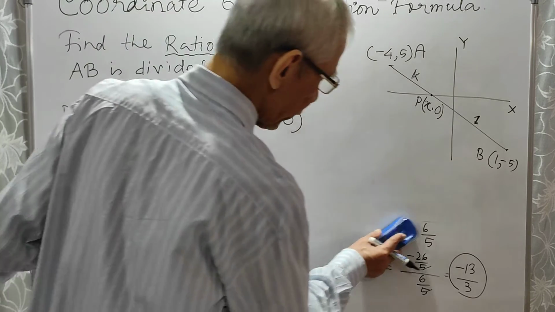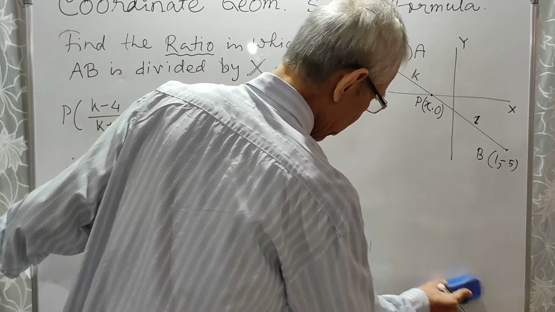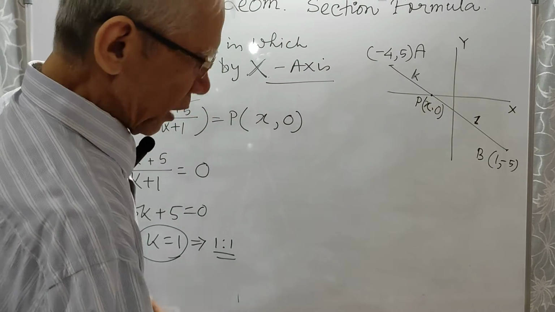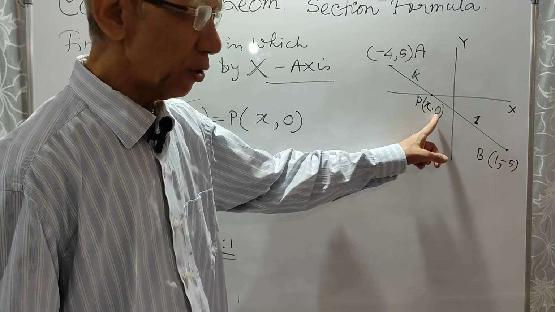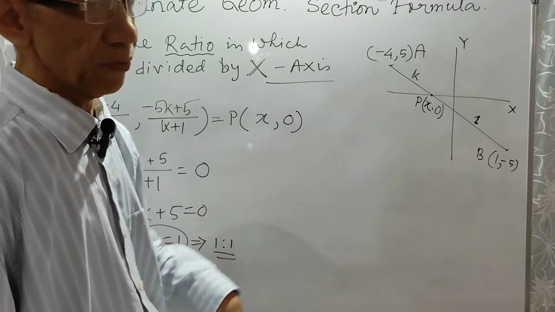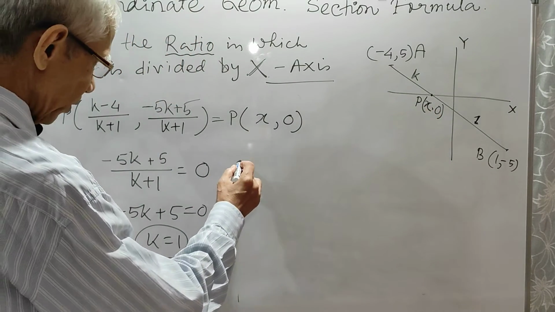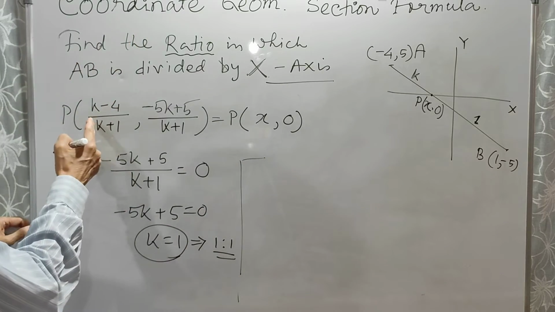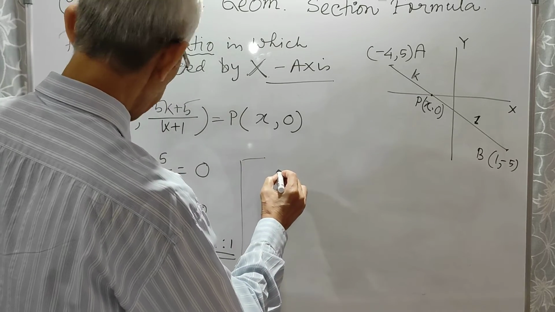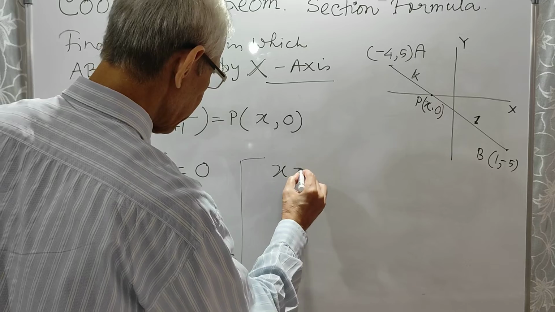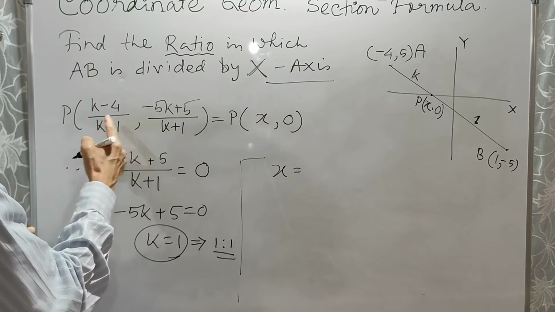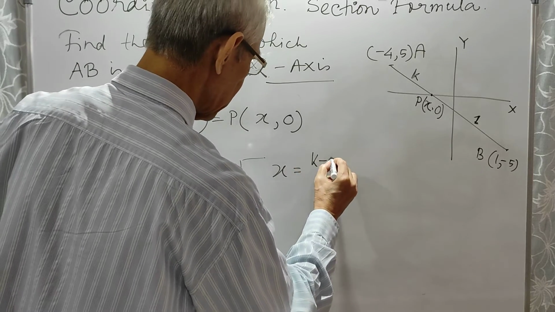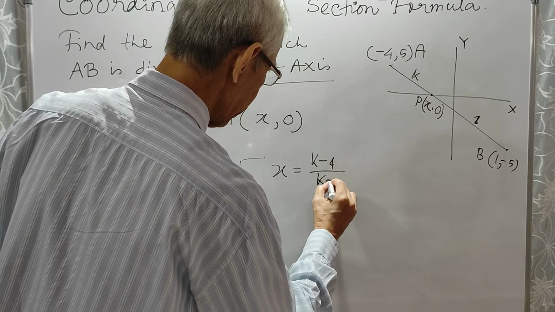Now suppose you have to find the coordinates of P. We have to find now the coordinates of P. Now y coordinate we know 0, but x coordinate we do not know. That we have to find out. All right. Now this is how we can find out. Now this is the x coordinate. So what is the x coordinate? X equal to k minus 4 by k plus 1, isn't it?